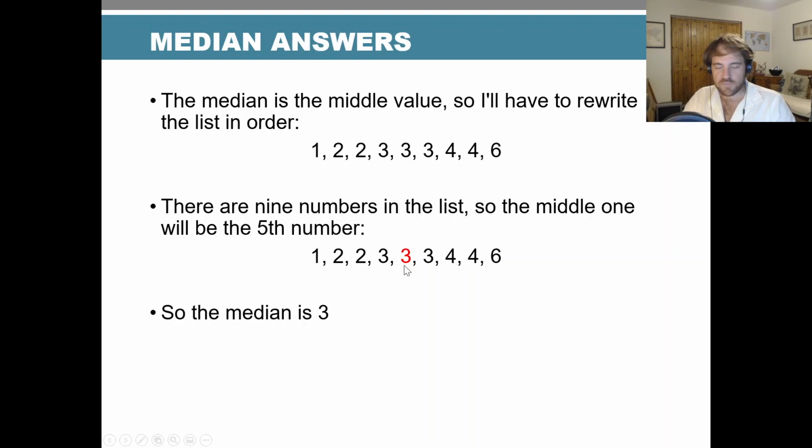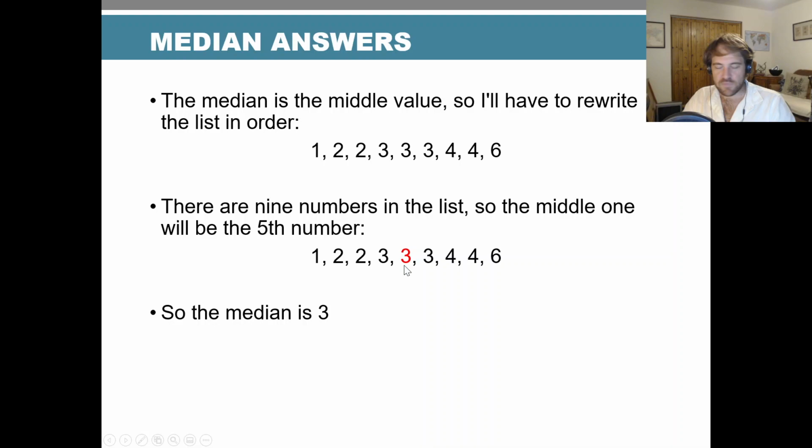Easy. Mode, it's the number that is repeated more often than any other number. And you can see that here we've got 1, 1, 2 2s, 3 3s, 2 4s, and 1 6. And so then 3, with 3 observations of the same thing, is going to be the mode. 3 is our mode.